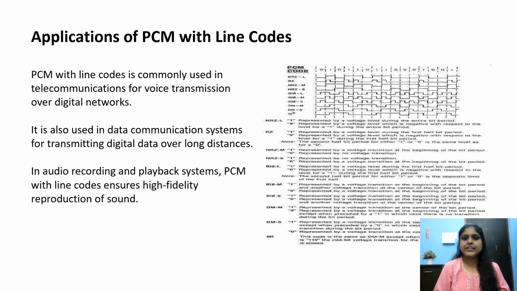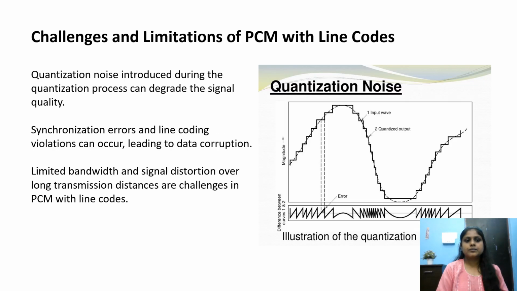Applications of PCM with line codes. PCM with line codes is commonly used in telecommunication for voice transmission over digital networks. It is also used in data communication systems for transmitting digital data over long distances. In audio recording and playback systems, PCM with line codes ensures high fidelity reproduction of sound.